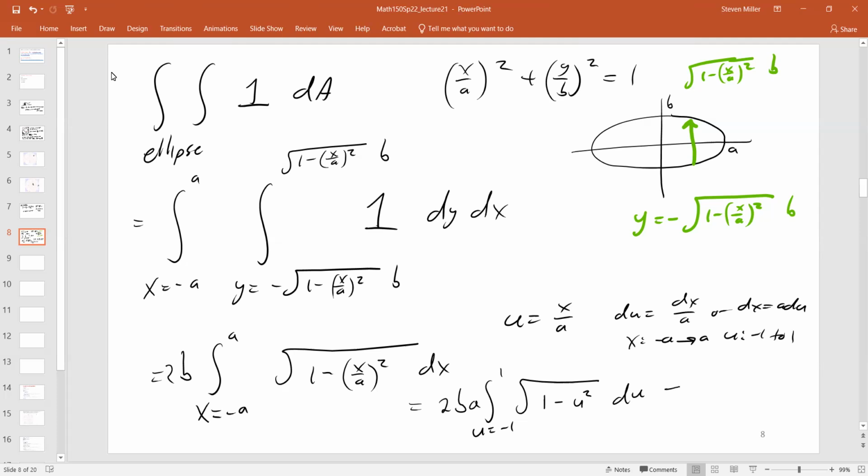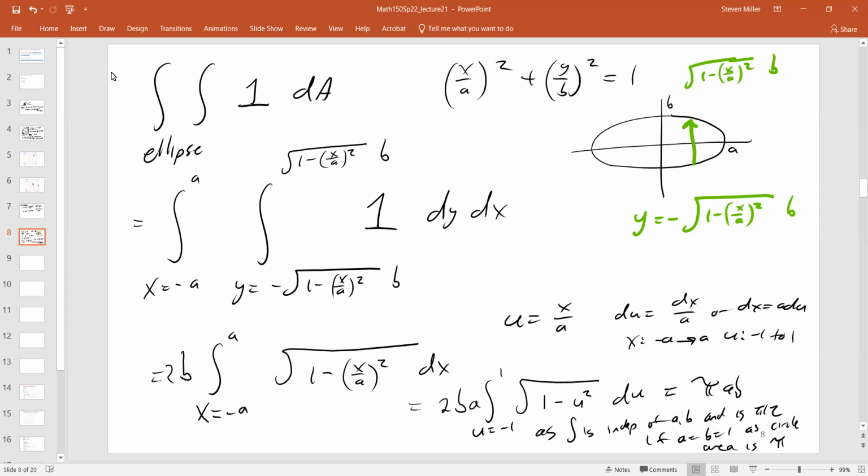So this has to be pi AB, as the integral is independent of A and B and is pi over 2 if A equals B equals 1, as circle area is pi. So we actually don't even have to do that integral. We can get the area of the ellipse just by knowing the area of a circle.